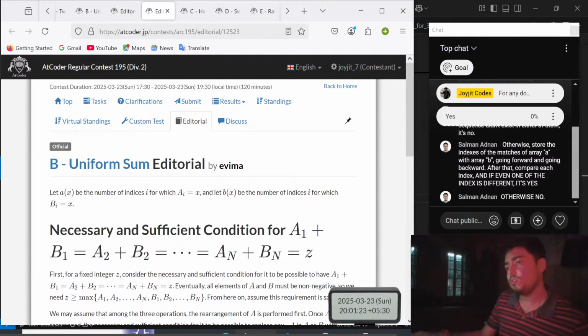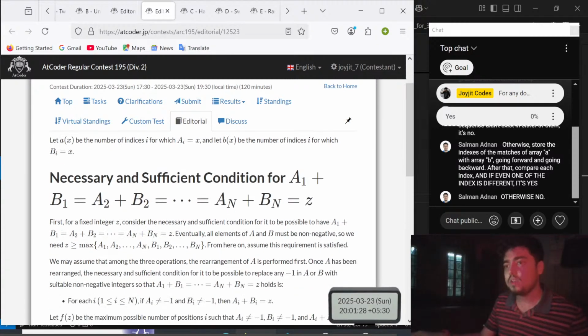A1 plus B1 is equal to A2 plus B2 is equal to dot dot dot is equal to An plus Bn is equal to Z. Okay. First, for a fixed integer Z, consider the necessary and sufficient condition for it to be possible to have this. Eventually, all elements of A and B must be non-negative. So we need Z to be greater than or equal to the maximum of these two. Whatever the value of it is, Z has to be greater than that because it is a positive number.